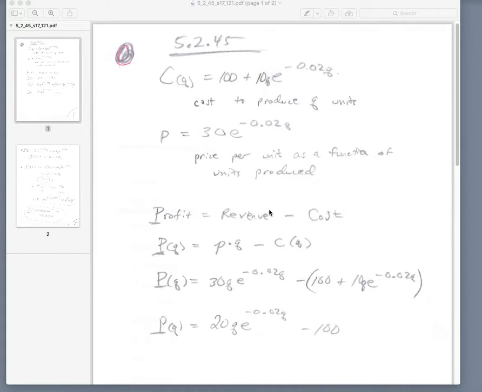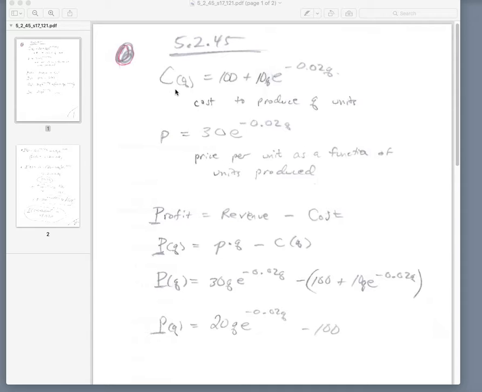All right, I wrote up a solution to another homework problem. This one's from 5.2 and it's number 45. It's one of the applications problems from the section, and the problem was basically to come up with a maximum for the profit function. And the idea is you were given some basic information.